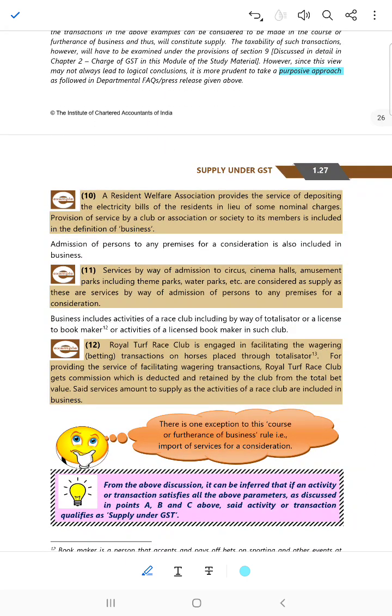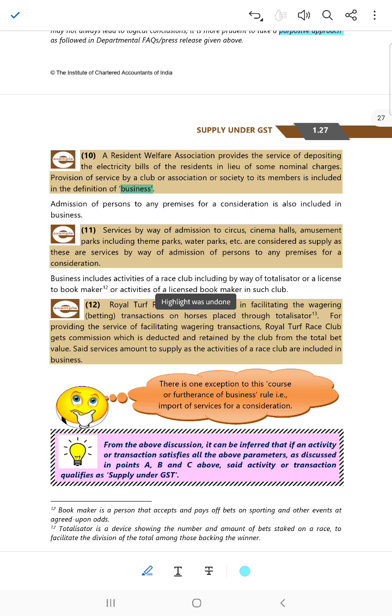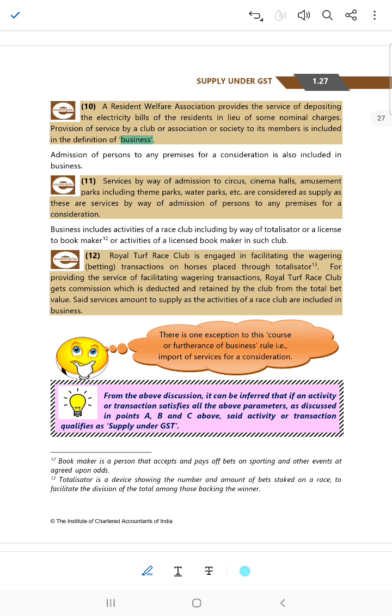See, a Resident Welfare Association provides the service of depositing electricity bills of the residents in lieu of some nominal charge. Now, the association is providing some sort of service to its members and charging something. Now, this is a business as defined in the definition. The business definition includes this. Now, admission of a person to any premises: circus, cinema hall, amusement park, on the entry fee, GST will be charged.